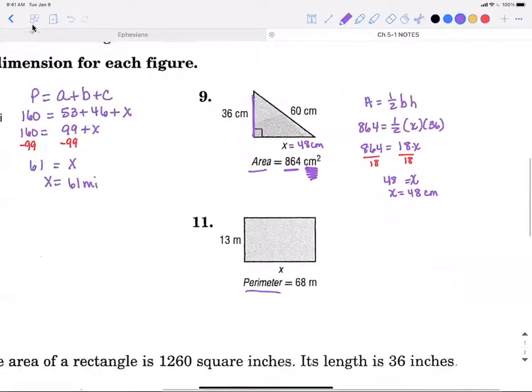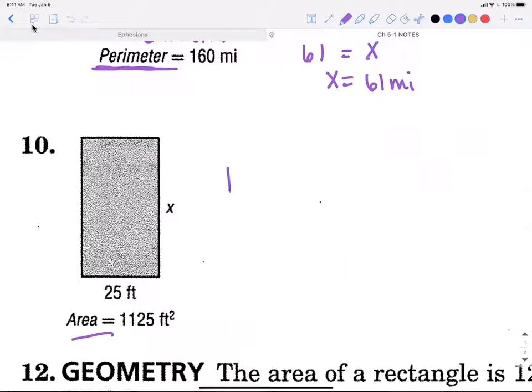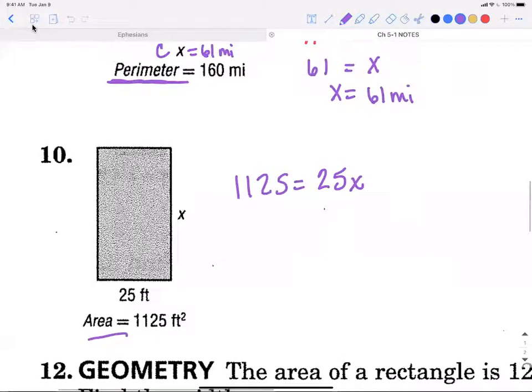Good with that. I'm not going to work this one all the way through, but you would do the same thing. The area they give you is 1125 and it's length times width. Again, it doesn't matter which one you call width. So it's 25 times X. It doesn't matter which one you put first. And then you would just divide both sides by 25 to solve for your X. So use the formulas that I gave you at the beginning of the notes. And if it helps, write area equals length times width, and that way you know what you're plugging in.